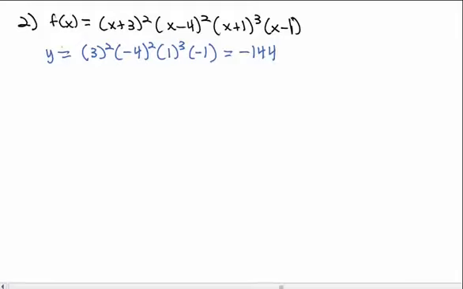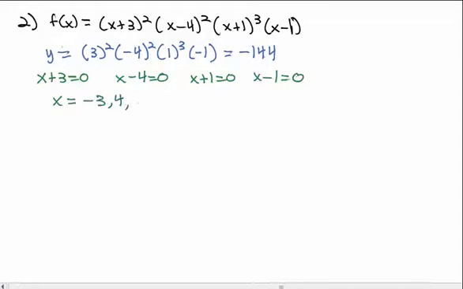We then can find the x-intercept by taking each factor, making it equal to 0. X plus 3 equals 0. X minus 4 equals 0. X plus 1 equals 0. X minus 1 equals 0. You probably don't even have to write this step because you can see x is equal to -3, 4, -1, and 1.